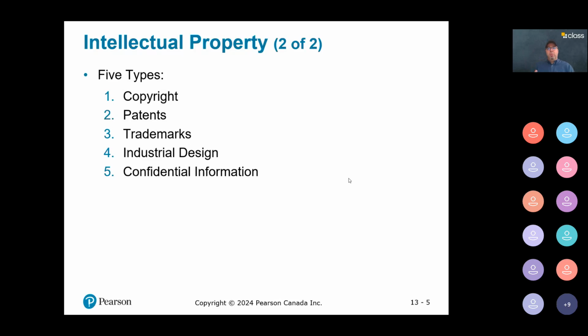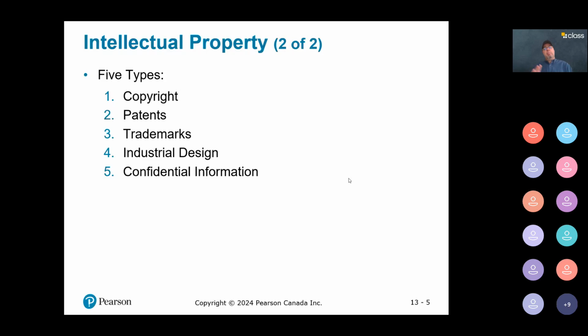Now, we're going to look at four main types. There's five here, but we'll be looking at confidential information too. But in terms of IP types, we'll be looking at copyright in more detail, patents, trademarks, industrial design, and then confidential information. And there's a type of confidential information which is known as trade secrets that is very important to us too.